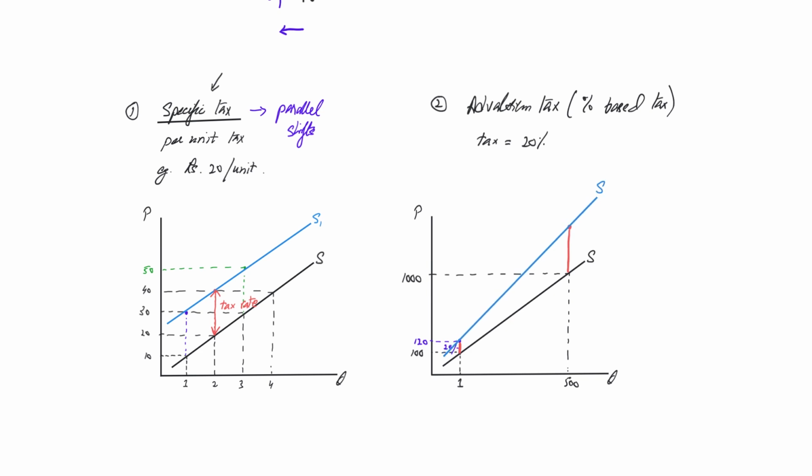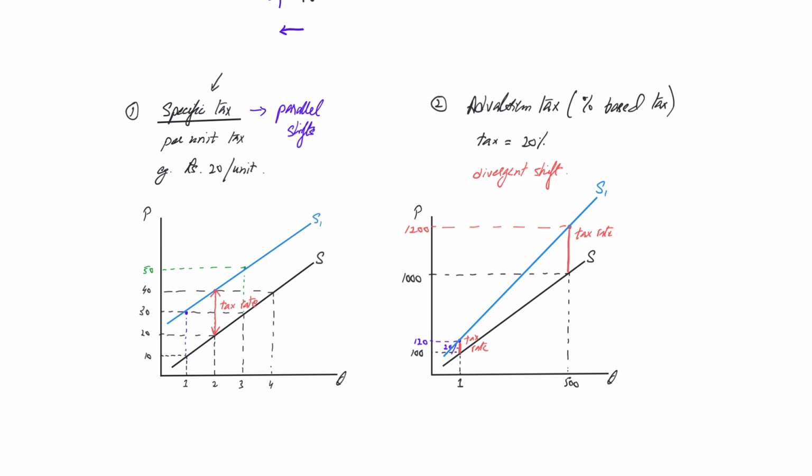Because as the prices are rising, the tax on a lower price is less. The tax on a higher price, because of the percentage, is going to be a bigger value. The price is going to be 1200. So a percentage based tax causes a divergent shift.